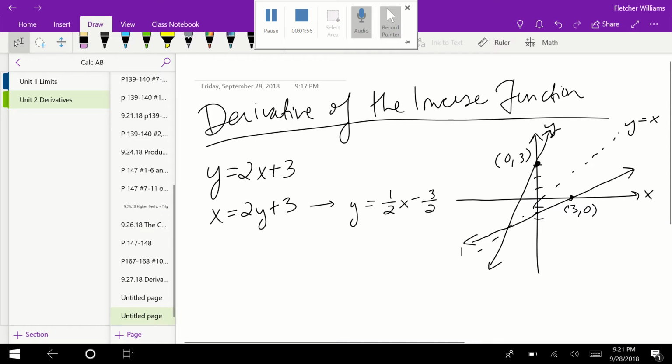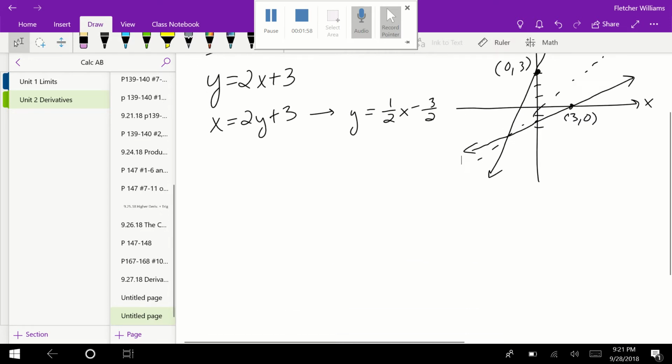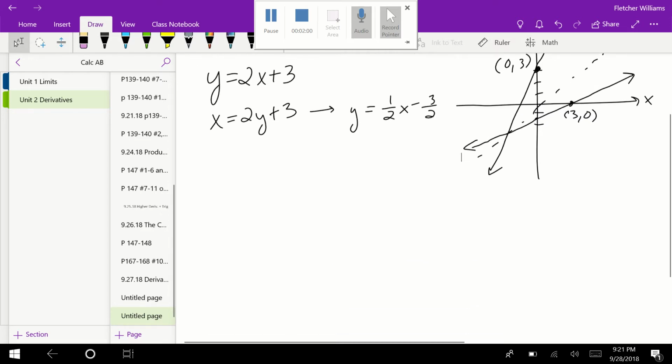Now, there are tons of inverse functions out there, and you can get all of them by just swapping the x and y values and solving for the other. For example, if you're given the function y equals x squared, you could swap the values and solve for y. In this case, we're only going to take the positive x.